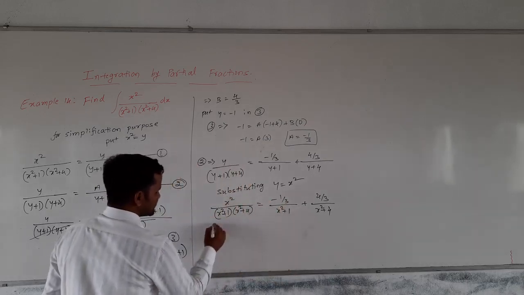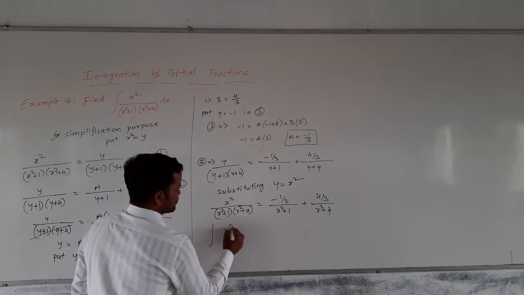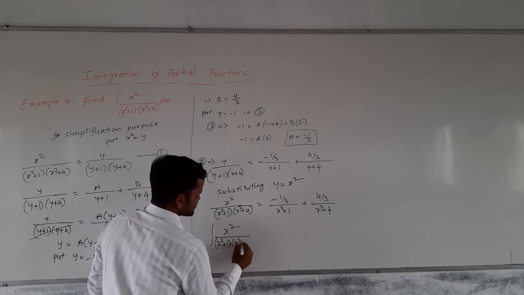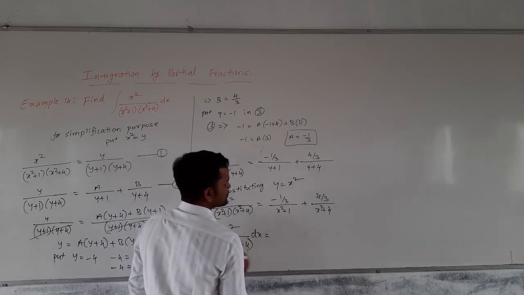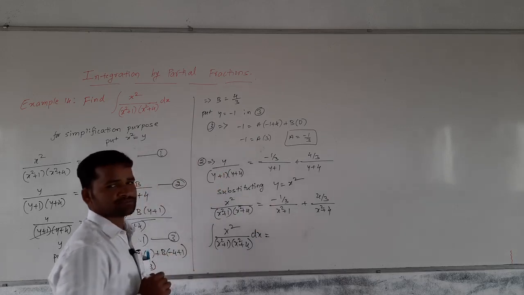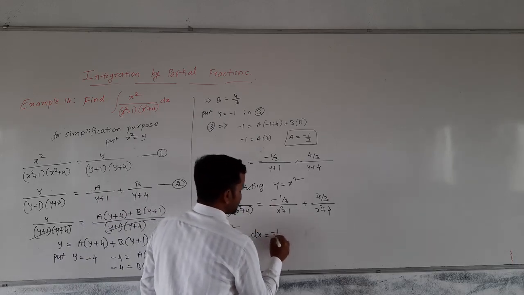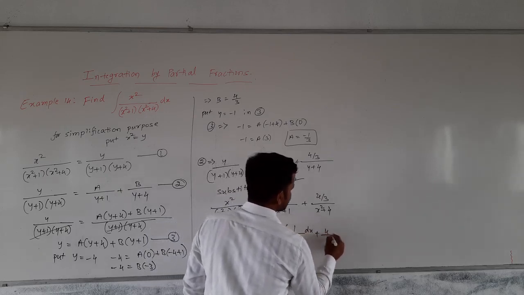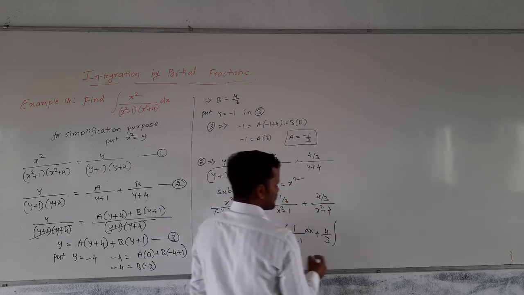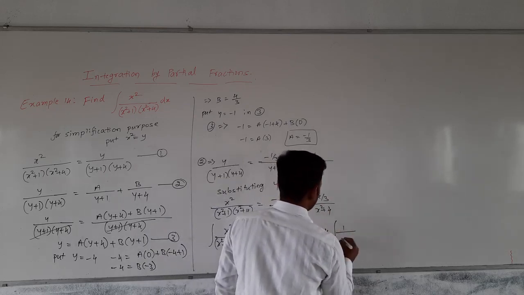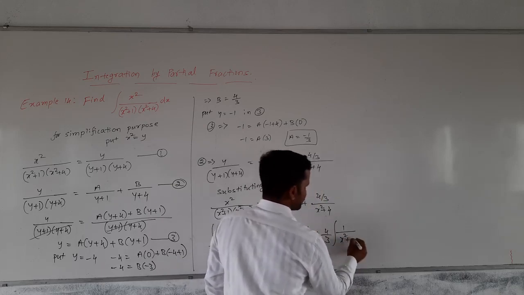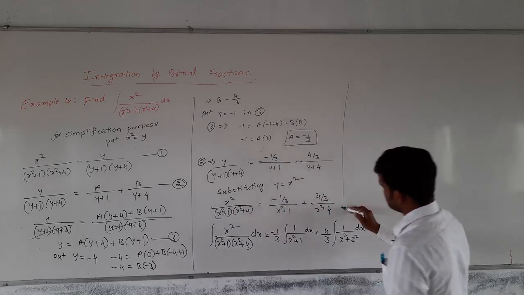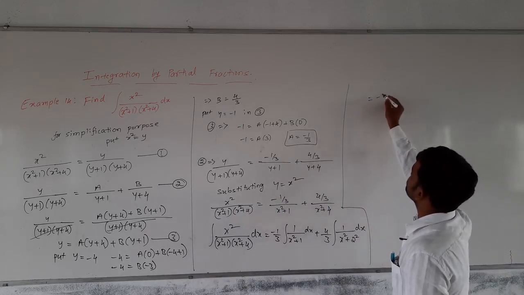Take the integral on both sides. Integrating on both sides with respect to x, integration of x square by x square plus 1 into x square plus 4 with respect to x is equal to, here first function minus 1 by 3 is a constant multiple, right out of the integral, minus 1 by 3 into integral of 1 by x square plus 1 with respect to x. Second one, 4 by 3 is a constant multiple, I will write outside, 4 by 3 into integral of 1 by x square plus 4, you write it as 2 square, into dx. Yes.